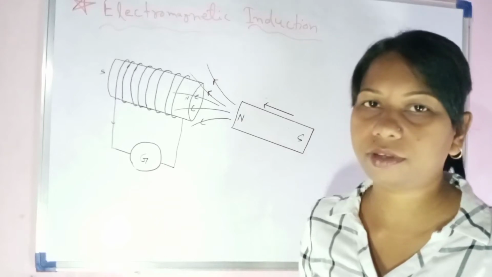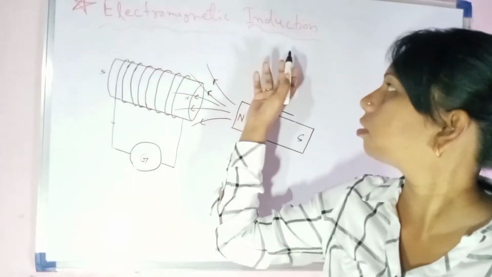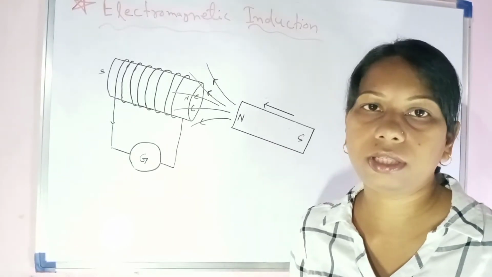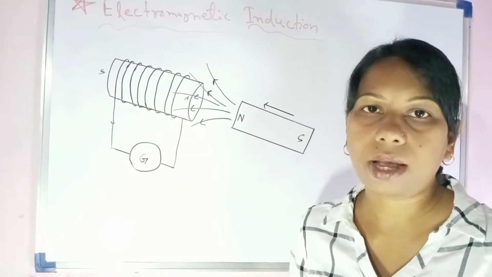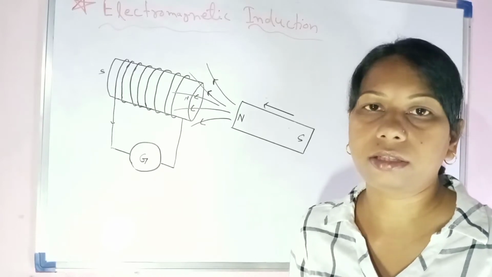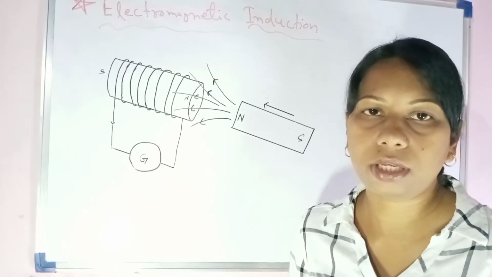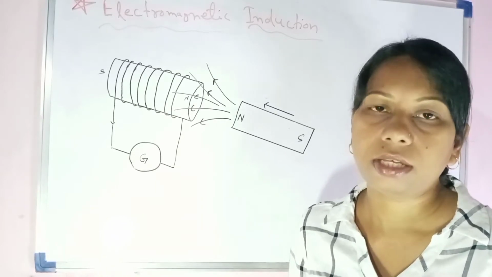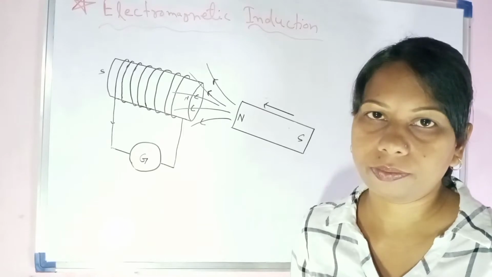Hello students, today we will discuss electromagnetic induction. Have you remembered Oersted's experiment? Oersted observed in his experiment that a magnetic compass needle placed near a current carrying conductor shows deflection. Also he observed that the direction of deflection reverses when the direction of current is reversed.